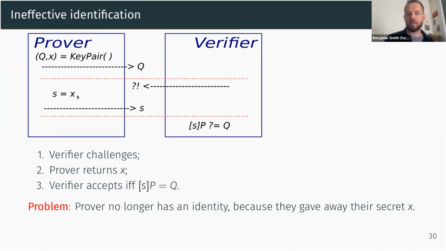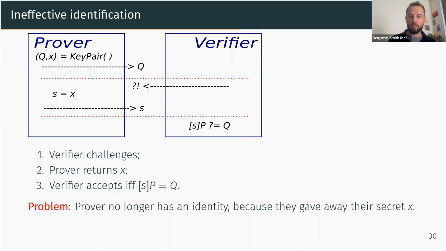So they could load the discrete log into S and publish S. The verifier can check if this really is the discrete log. They just multiply up the public generator and check if what they get is Q, right? And they could accept this as a proof that the prover knew the private key.